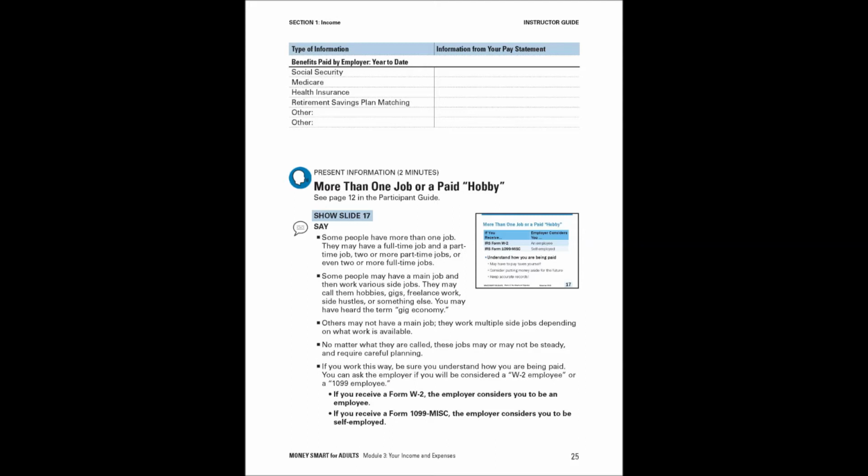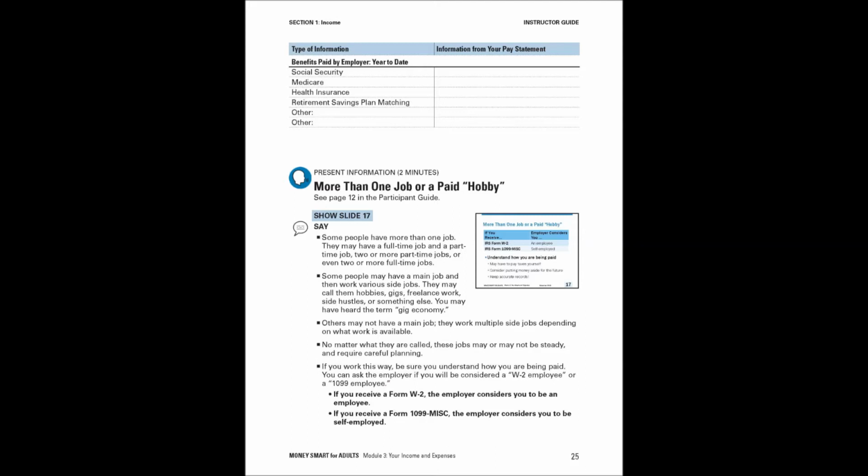The next topic is more than one job or a paid hobby. Showing slide number 17, you're going to talk about people that have more than one job. They may have a full-time job and a part-time job, 2 or more part-time jobs, or even 2 or more full-time jobs. Some people may have a main job and then work various side jobs. They call them hobbies, gigs, freelance work, side hustles, or something else. This is what we know as the term gig economy.